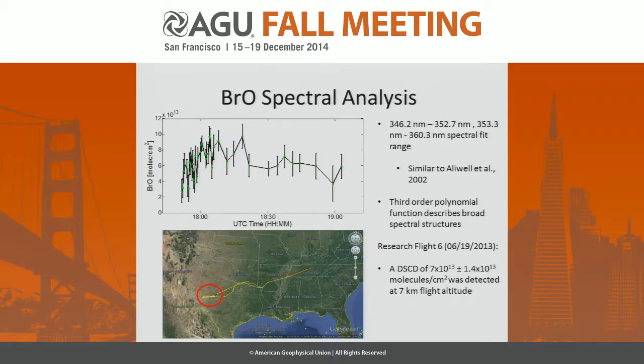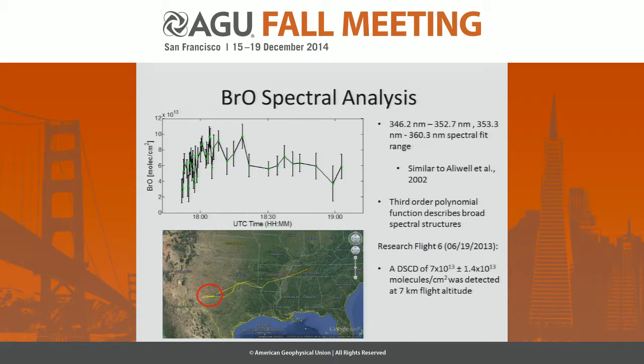Now, if you're familiar with the DOAS analysis of BrO, our analysis procedure followed very similar to what was described in Aliwell et al. 2002. We did slightly change the spectral fit range, however, in addition to using a third-order polynomial to describe those broadband spectral structures. Now, throughout the NOMADSS campaign, we really didn't see BrO significantly above our detection limit, with one very notable exception. And this took place during Research Flight 6 on June 19, 2013.